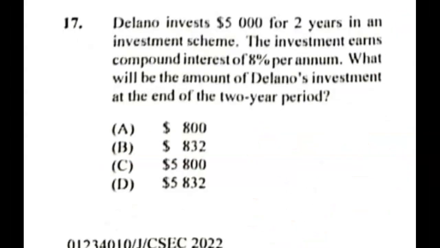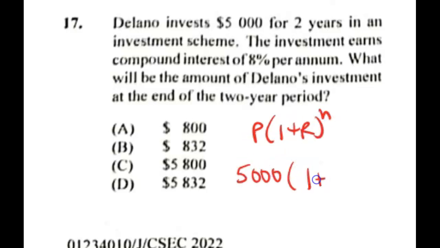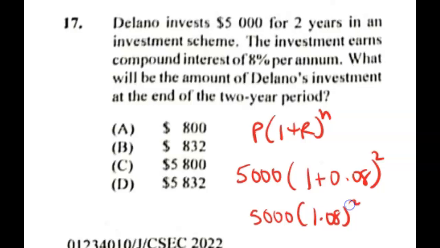Number 17, it says that Delano invests $5,000 for 2 years in an investment scheme. It's compound interest at 8%. So we all know compound interest, it's principal by 1 plus rate to the n. So that's 5,000 by 1 plus 0.08 to the 2 years. So it's really the same as 5,000 by 1.08 squared, right?